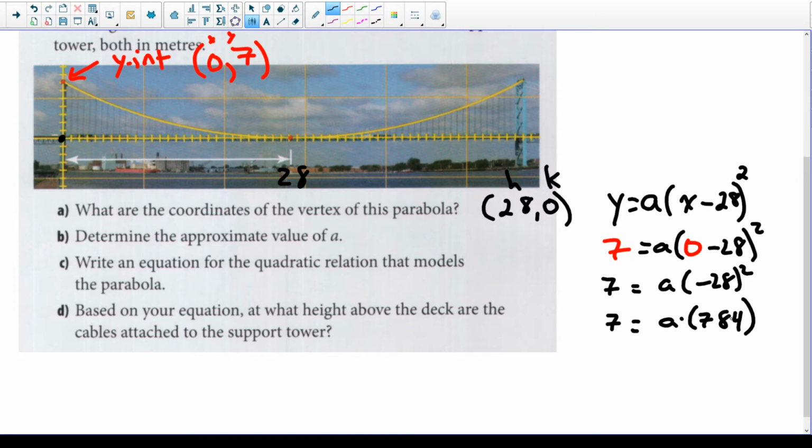Now this is still a multiplication, right? So how do we now get rid of a multiplication? We're trying to get a by itself. We've got to get rid of that times 784. Well, that means dividing both sides by 784. Oops, wrong line there, sorry.